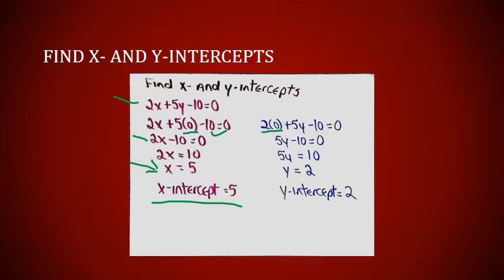Now, to find the y-intercept, I'm going to do the opposite. I'm going to set x equal to 0. So 2 times 0 is just 0, and I'm left with 5y minus 10 equals 0. I'm going to add 10 to both sides, giving me 5y equals 10. Now I divide both sides by 5, so y is equal to 2, and I have found that my y-intercept is 2. So I've got an x-intercept equal to 5 and a y-intercept equal to 2 from this original equation, 2x plus 5y minus 10 equals 0.